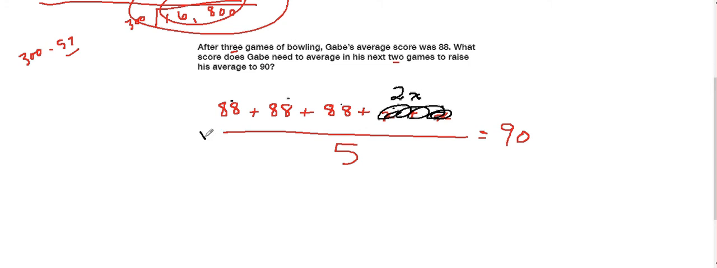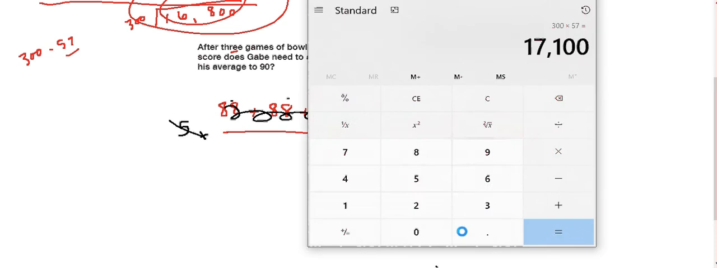Now we multiply by 5 on each side so that that gets rid of this, giving me 450 on the right. And what's on the left? Add these like terms. 88 times 3.